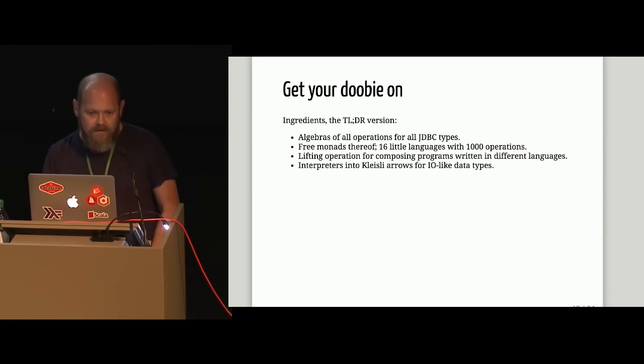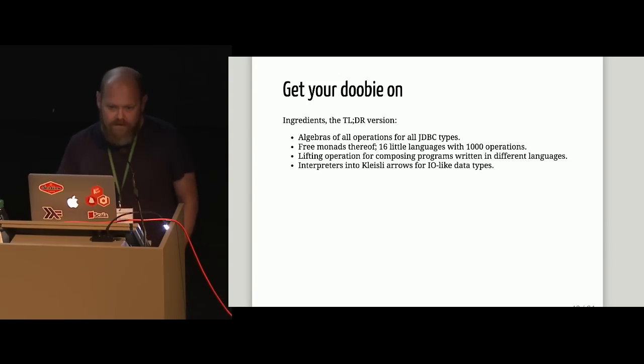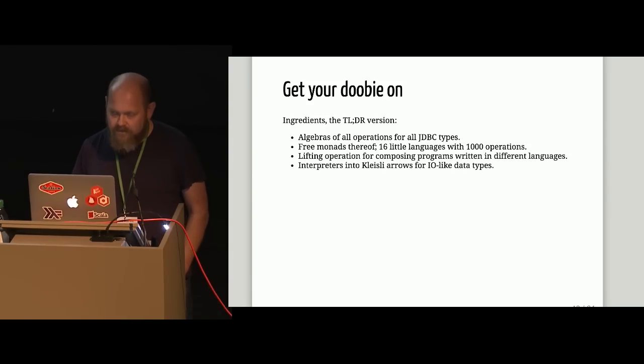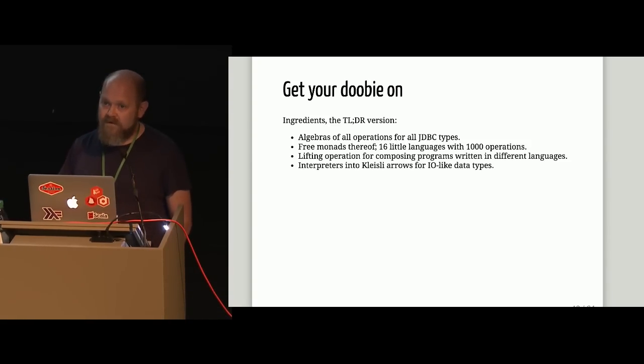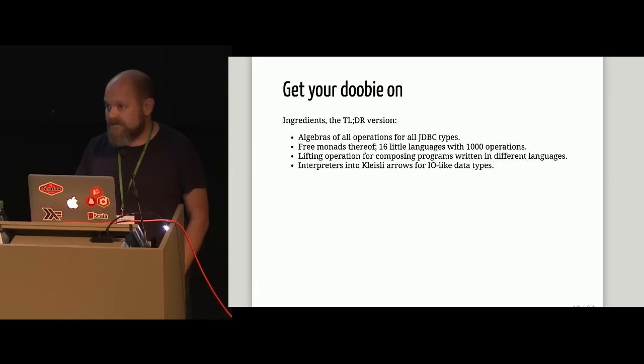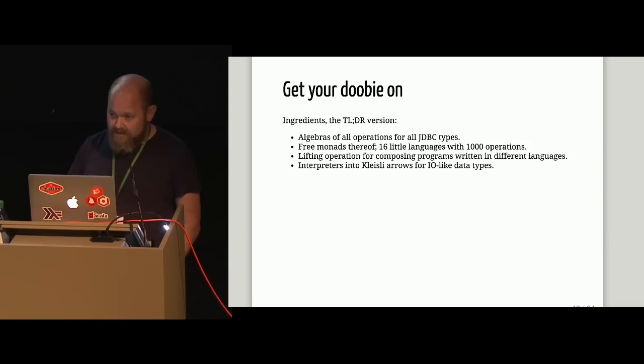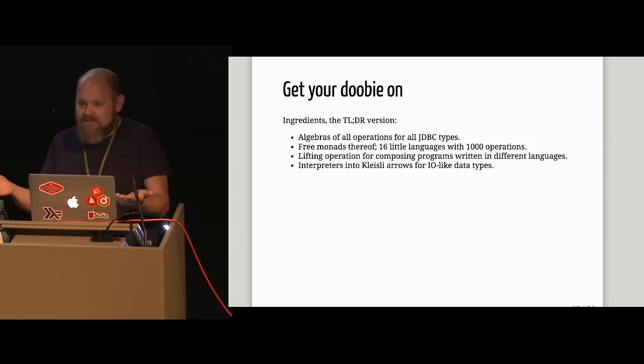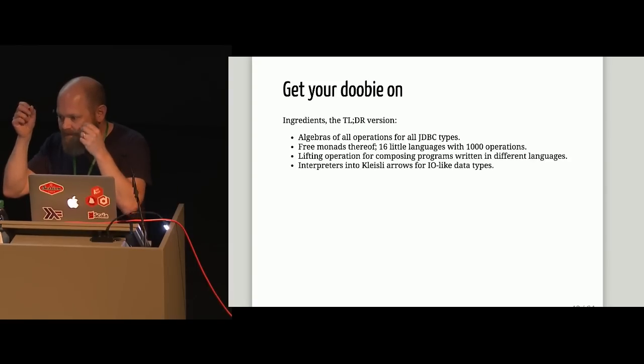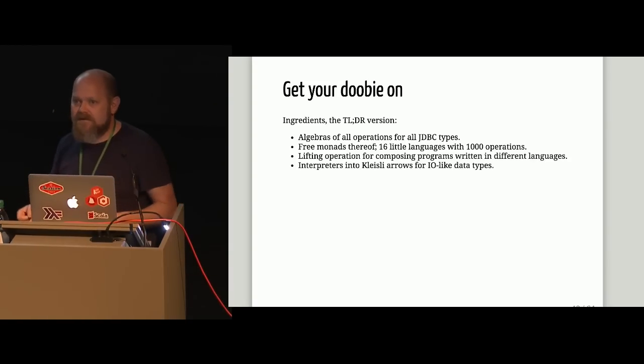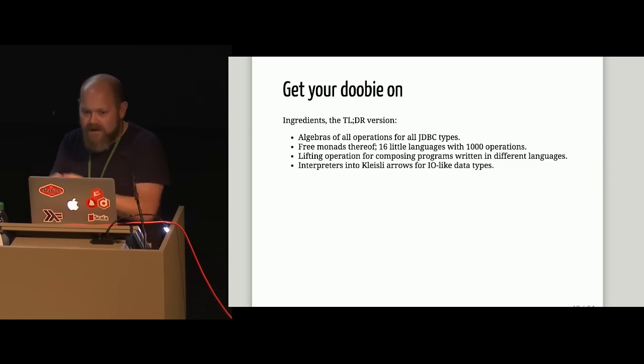Okay. So here are the ingredients. There are algebras of operations for all the JDBC types. That means we have data, we have big ADTs that describe every primitive operation that's provided by JDBC. And strangely, there are exactly 1,000. I just counted them the other day. I was surprised. So this gives us our primitives. This lets us say, this is some little micro JDBC operation that I want to provide. So that's the building blocks.